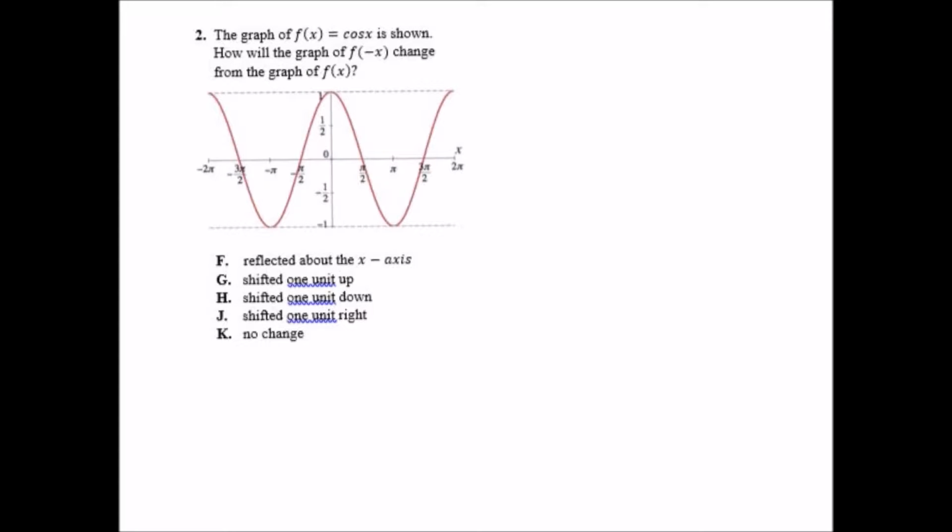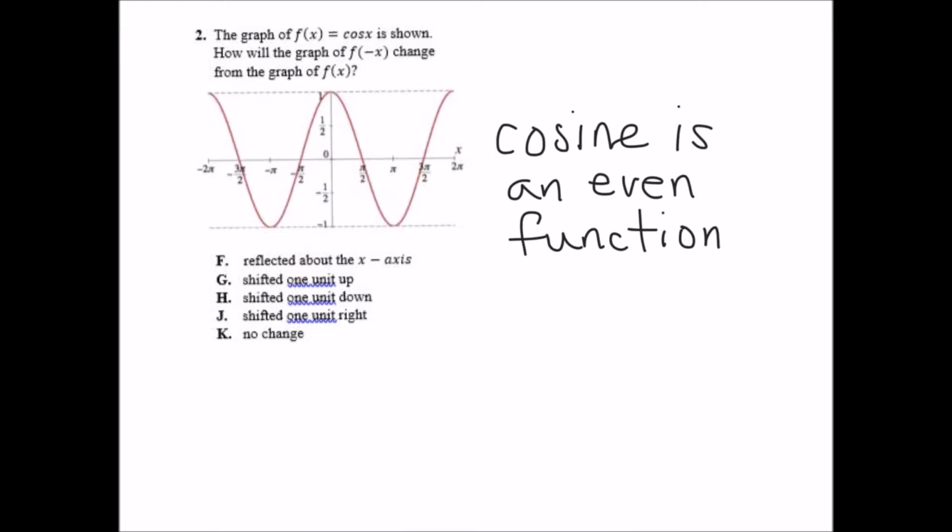Question number 2 asked, the graph of f of x equals the cosine of x. That's what's shown. How will the graph of f of negative x change from the graph of f of x? One thing to know is that cosine is an even function, and so f of negative x will equal f of x, which means the correct answer is K. There will be no change at all.